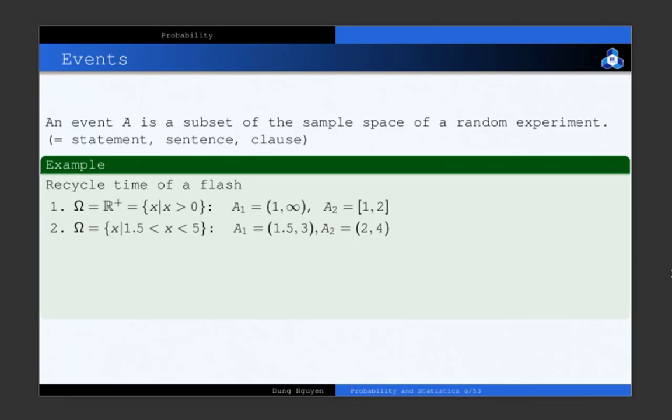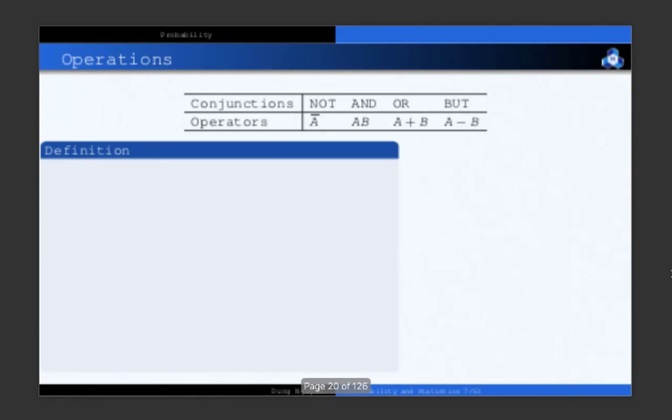You can consider similar examples. I will skip them. And if you want to combine clauses, you need to use conjunctions, right? You can use and, you can use or, but, to combine clauses to make a statement. And in math, you need to use operators to describe those conjunctions. So we are going to use a bar for not, A times B for and, A plus B for or, A minus B for but.